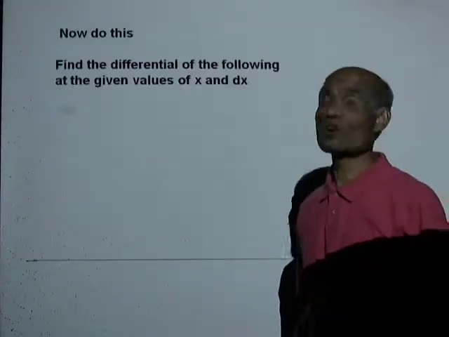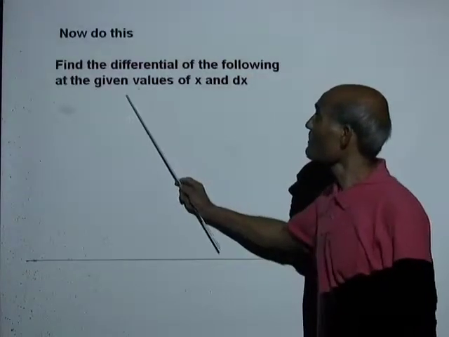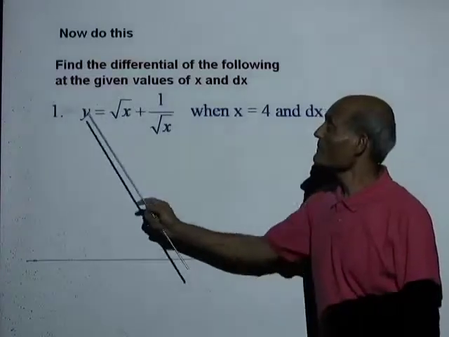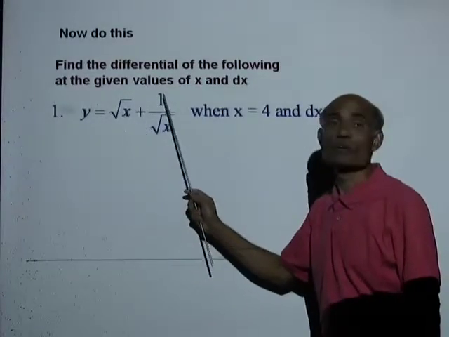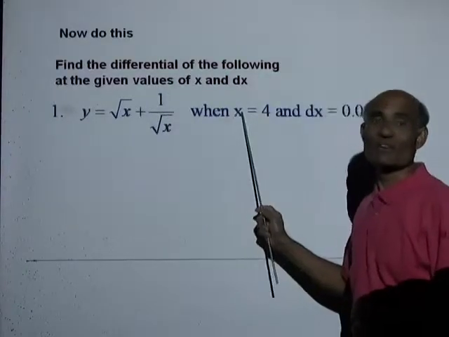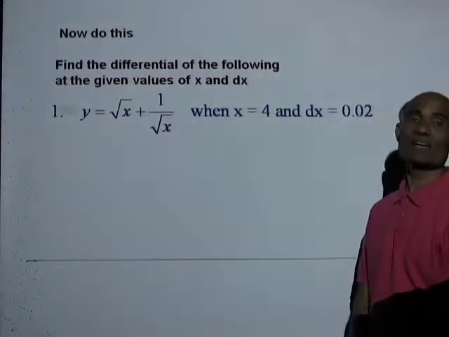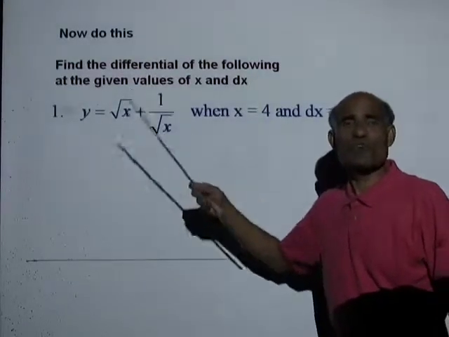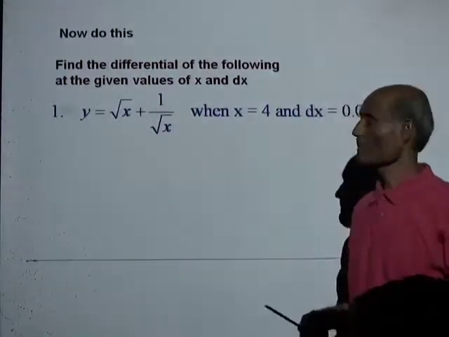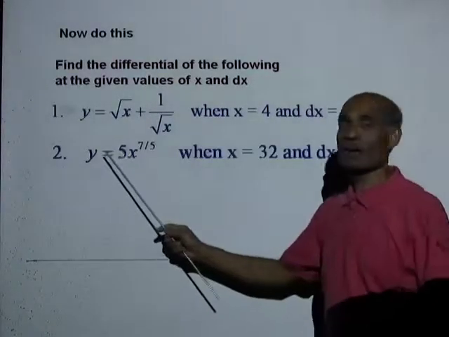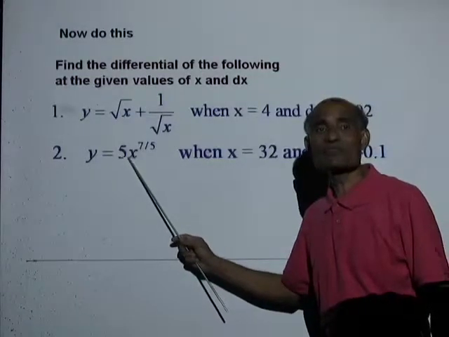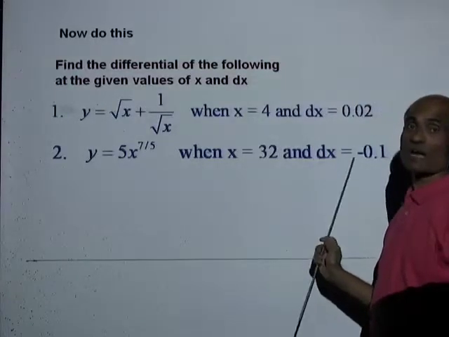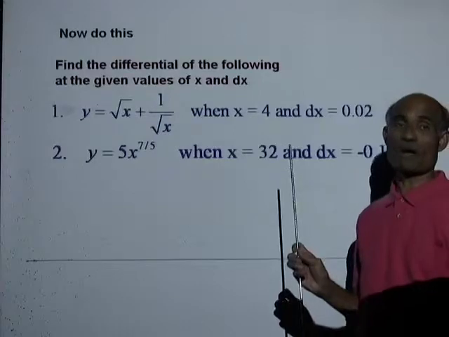Now, try a couple of these on your own. Find the differential of the following at the given values of x and dx. y equals square root of x plus 1 over square root x, when x equals 4 and dx equals 0.02. I want you to stop the video and try this on your own now. Don't put it off. Alright, that's the first one. The second one, y equals 5x to the power of 7 over 5, when x equals 32 and dx equals negative 0.1.